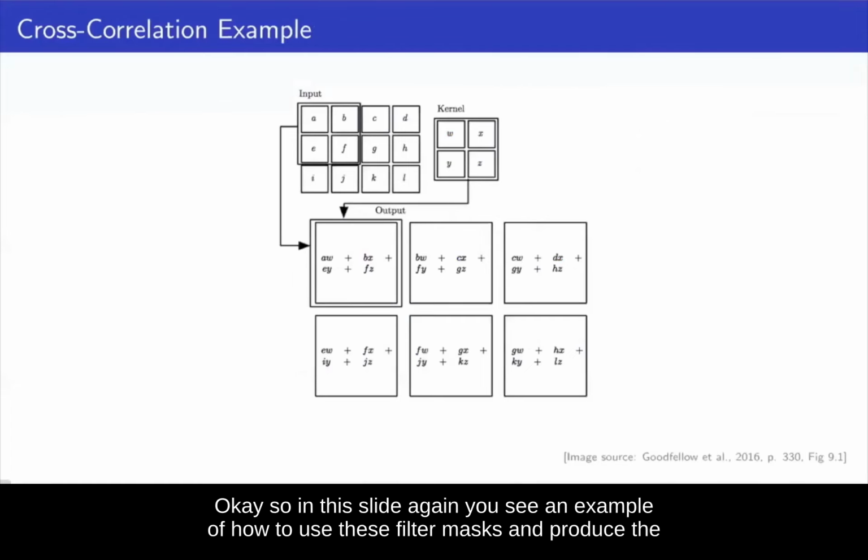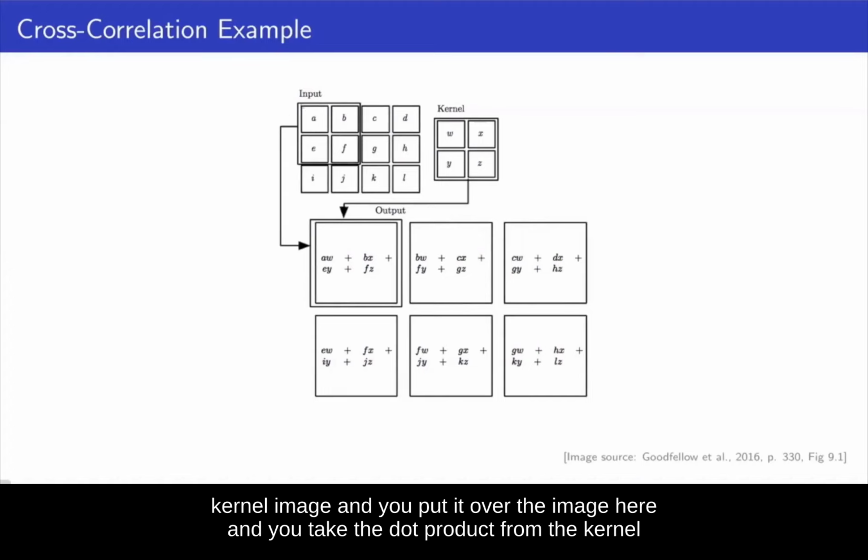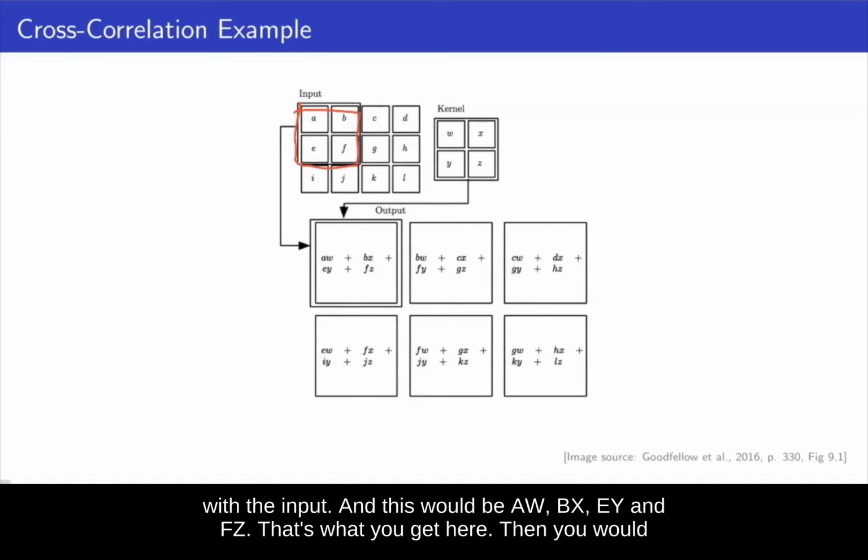Okay, so in this slide again, you see an example of how to use these filter masks and produce the output activations in the case of cross correlation. In the first example, you take the kernel and put it over the image here, and you take the dot product of the kernel with the input. This would be AW, BX, EY, and FZ. That's what you get here.